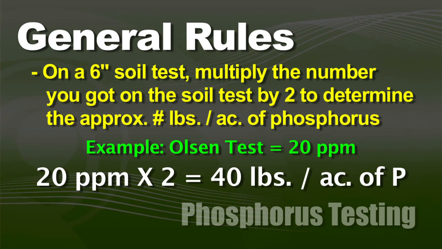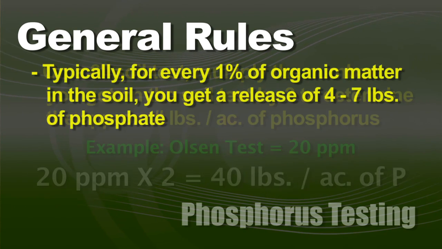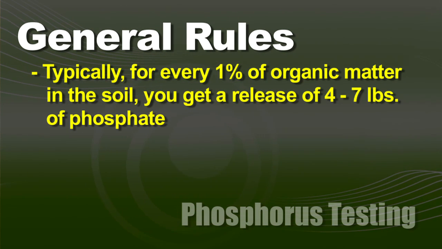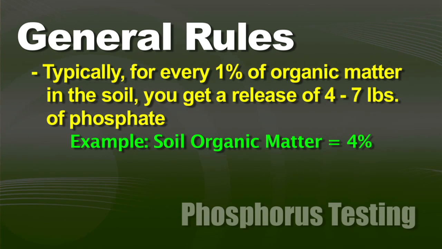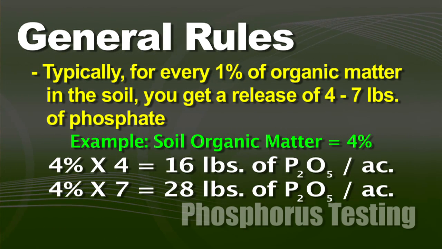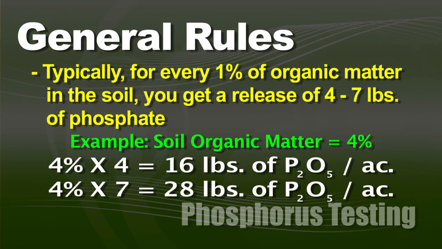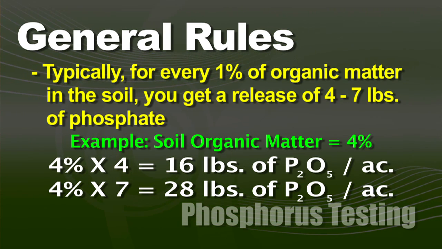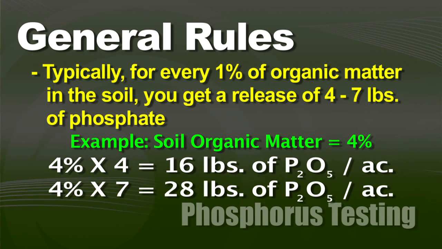Well, that's true, you've got that, but you also have organic matter that's going to break down throughout the growing season. And typically for every 1% of organic matter you have in your soil, you're going to get 4 to 7 pounds of phosphate that's going to release from that organic matter that you get for free. So let's just say that you had a 4% organic matter soil. Well, 4 times 4 would be at least 16 pounds of phosphorus that's going to come available. And if we had a fantastic year where we have plentiful moisture, plentiful heat, you may get 7 pounds phosphate coming out of each percentage of organic matter in your soil. So on a 4% organic matter soil, you may get as much as 28 pounds of phosphate that's going to come for free from your organic matter.